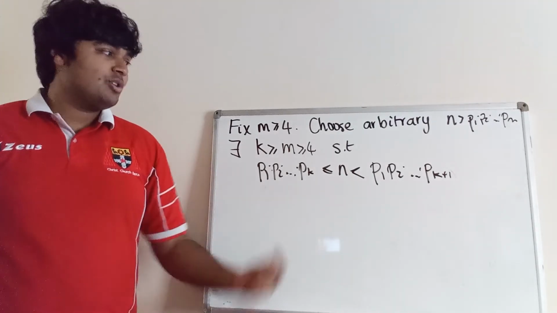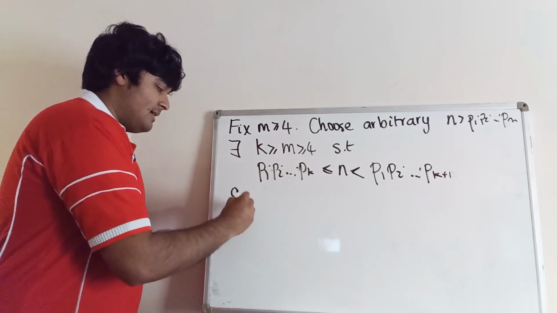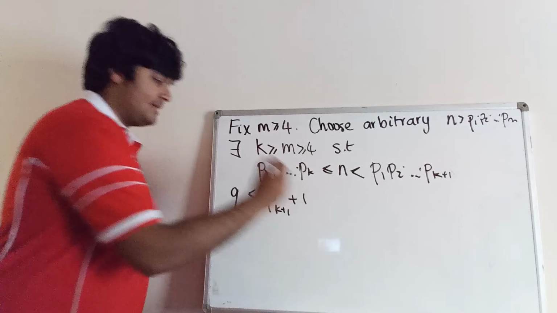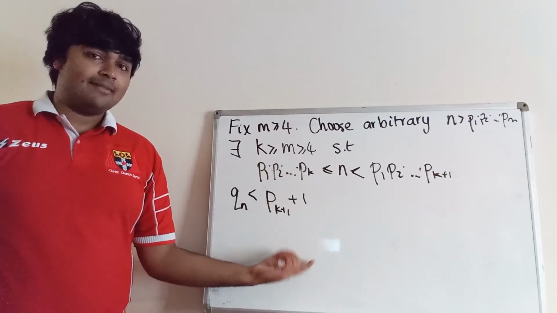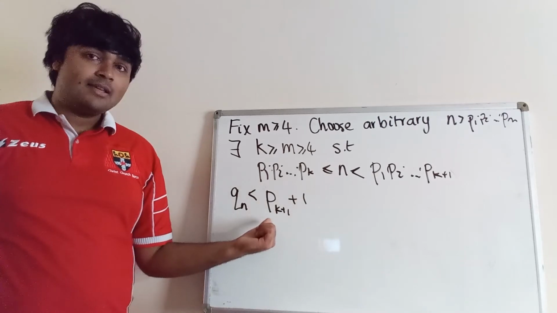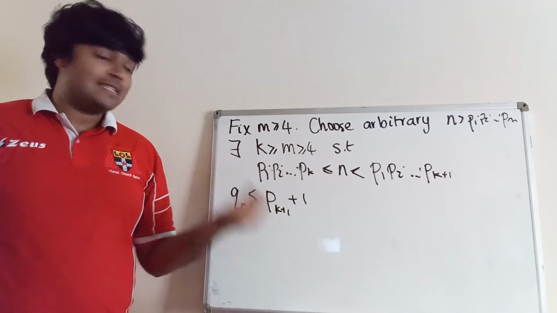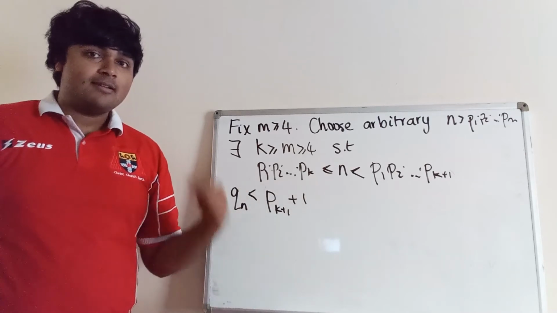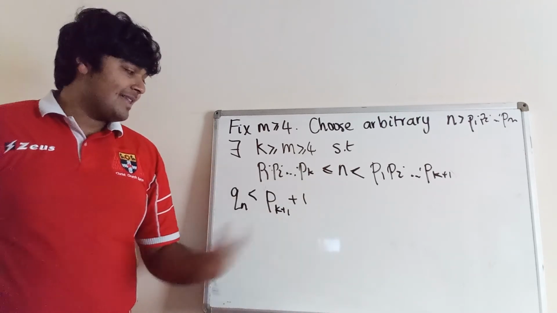Now notice that Qn must be less than pk plus 1 plus 1. Why is that? Well, because if Qn was bigger than or equal to this, then that would mean that every single prime less than this would divide n.